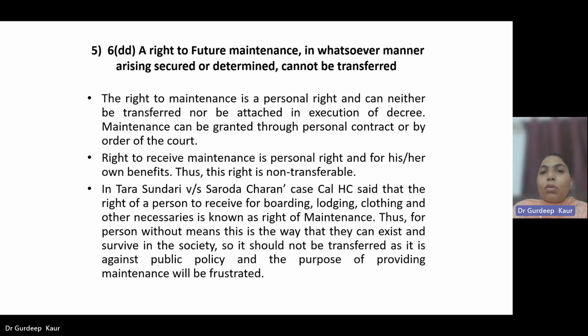Maintenance can be granted through personal contract or by order of the court. And this right is a non-transferable right. In the case of Tara Sundari versus Radha Charan, the Calcutta High Court said that the right of a person to receive boarding, lodging, clothing, and other necessaries is known as the right of maintenance. And the right to receive maintenance is a personal right for his or her own benefit. For this reason, it is not transferable.